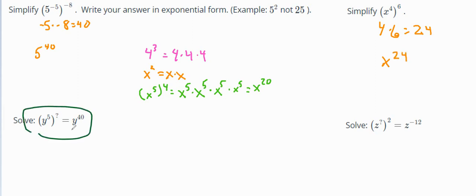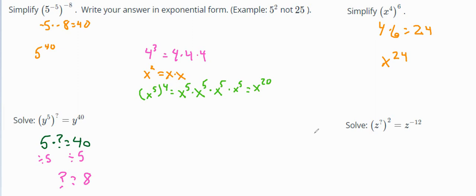The one below it here, y to the 5th, to what power is going to equal y to the 40th? Well, we know that the rule would be 5 times this question mark needs to equal 40. And then we can do that in our head. If we're not really sure, the opposite or inverse of multiplication is division. So let's divide both sides by 5. And that's going to give us 8.